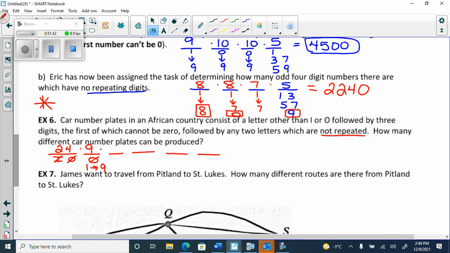Then we go to the back. This one can be A to Z, which is 26. Then, because it says not repeating, I'm going to hold the A here. Then I have B to Z, which is 25. Then there's no restrictions on these other than they have to be digits. So what options do I have? 0 to 9. 0 to 9.